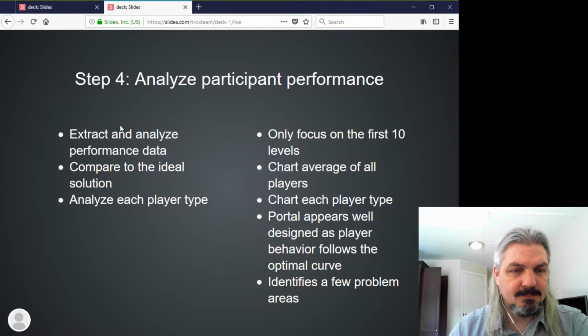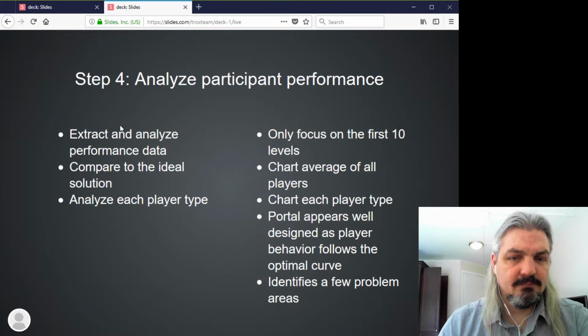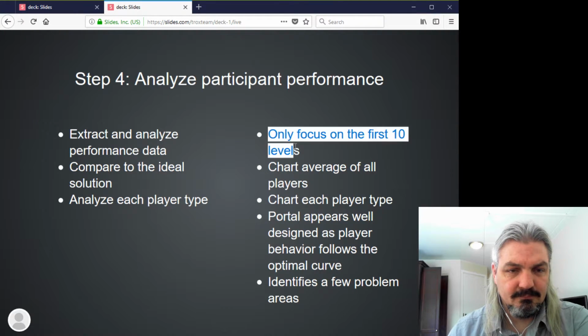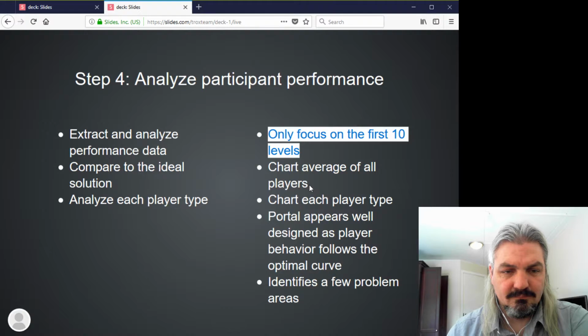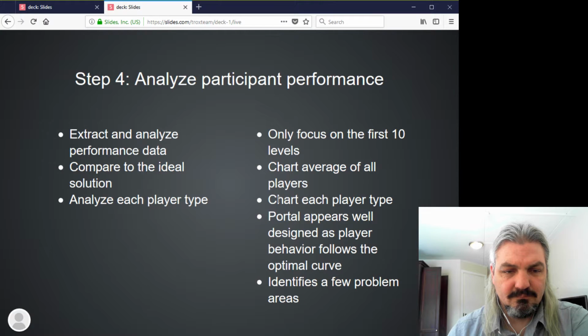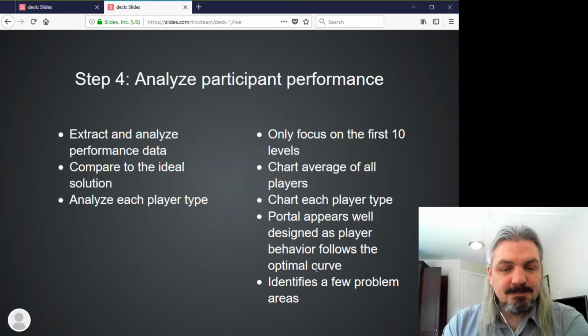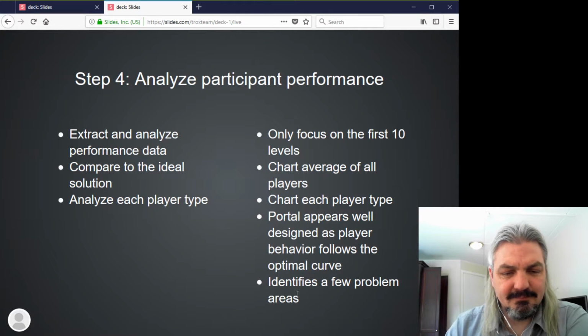For this study, they only focused on the first 10 levels, as very few participants got any further than that during the allotted time. They charted the average of all the players, as well as charting the averages for each of the player types. Based on the findings here, Portal does appear to be a well-designed game with a good learning curve, as the player behavior seems to follow the optimal curve quite closely. But it does identify a few obvious problem areas that will be talked about a bit later.